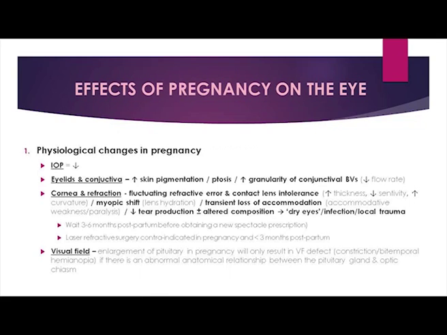And then the same way the cornea hydrates, the lens hydrates, which means it thickens as well, and you get a bit of myopic shift, and you can lose the ability to accommodate slightly during pregnancy, all of which are transient and get better. But it's probably the most common visual complaint that patients would have during pregnancy.